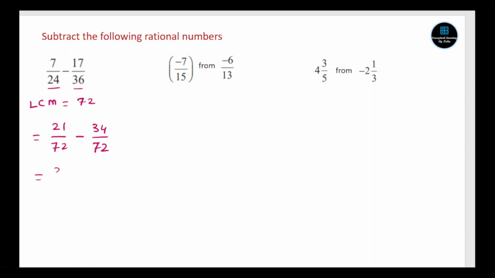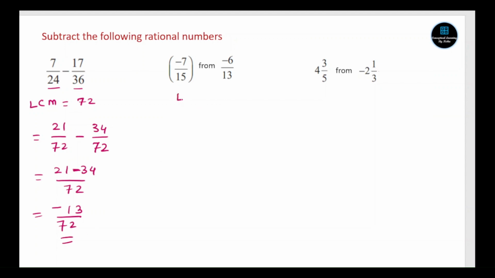And now you have to subtract the numerators. So what do we get? If we subtract, the answer is negative because 34 is the larger number. So minus, and we'll get 13 here upon 72. So this is my answer.